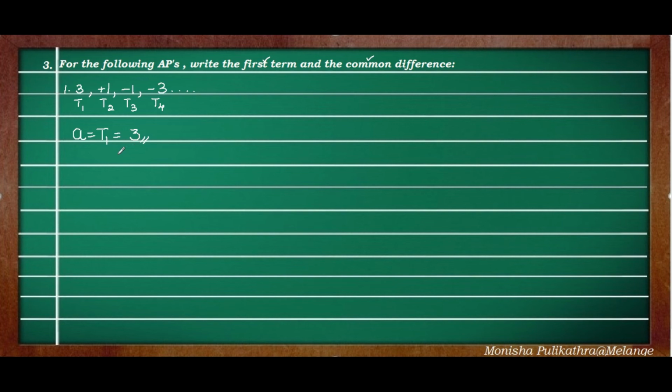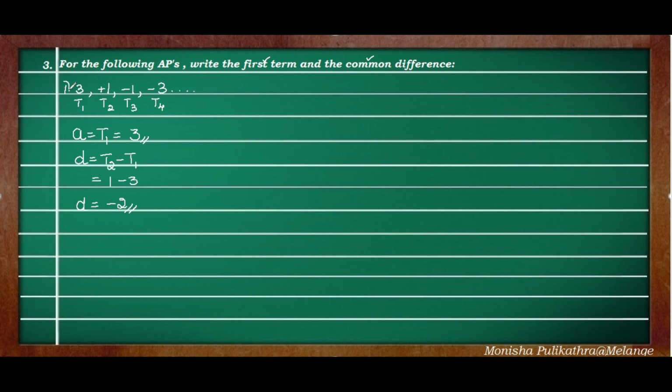Next we need to find out the common difference. So what is the common difference? The difference between the second term and the first term, or the third term and the second term, or the fourth term and the third term, and so on. So succeeding term minus the preceding term. So here I will be taking T2 minus T1. Here T2, the second term, is 1, minus the first term, 3. So the common difference is 1 minus 3, which is minus 2. We have found out the first term and the common difference.